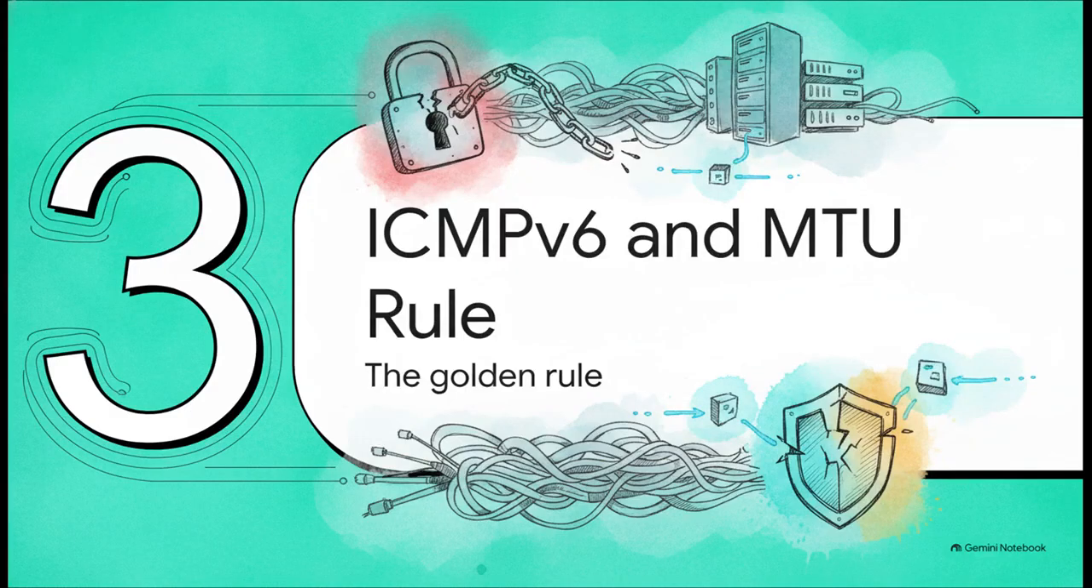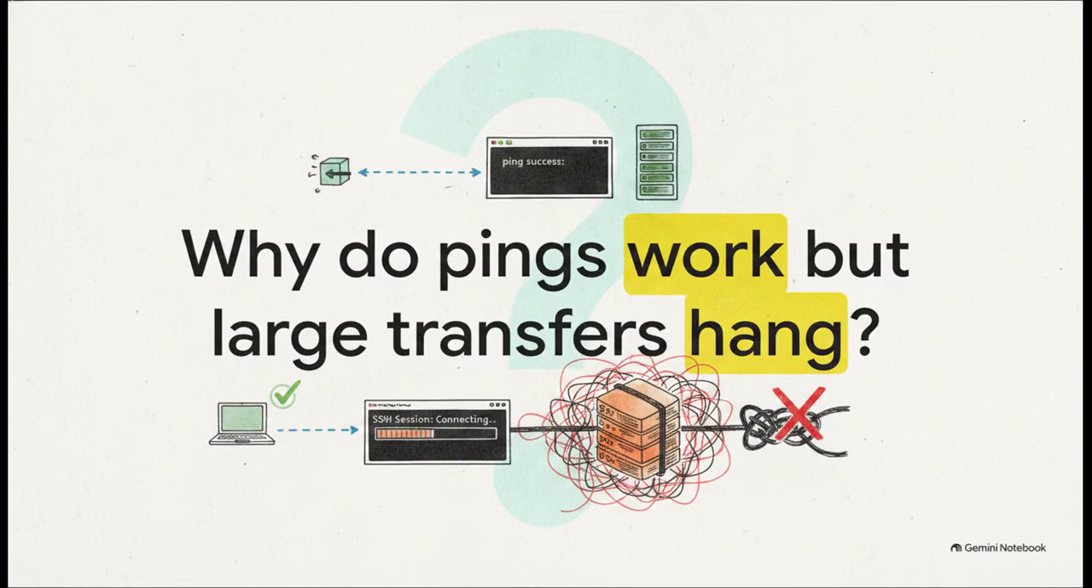Section 3, the ICMPv6 and MTU rule. This brings us to what I consider the absolute climax of IPv6 troubleshooting. This is where overly aggressive firewalls cause the most pain. Let me set the scene with a highly specific, incredibly frustrating scenario that you have probably battled.